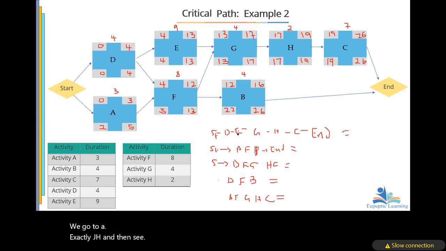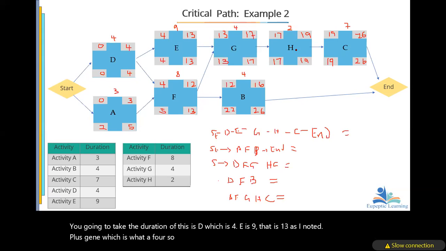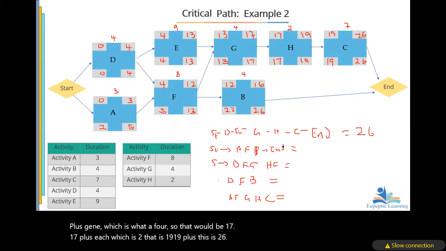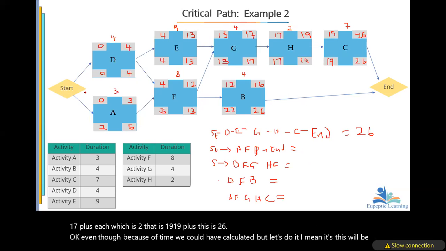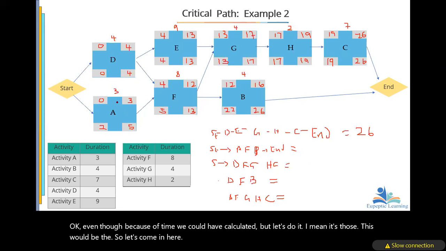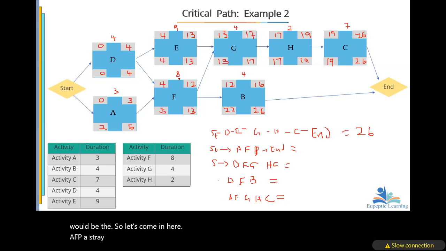So you see, you're going to take the duration of D, which is 4. E is 9. That is 13. Plus G, which is 4. So that would be 17. 17 plus H, which is 2, that is 19. 19 plus this is 26. Even though because of time we could have calculated, let's do it. A, F, B. A is 3, F is 8. That is 11. Plus B, 4 is 15.